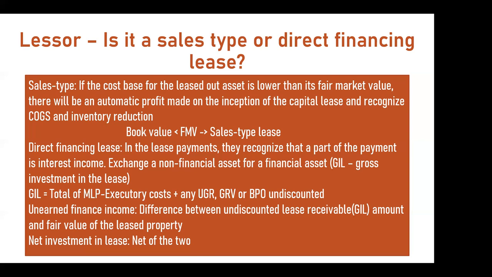So basically the interest is going to be a gross investment in the lease or a lease receivable account. And that amount is going to be the total of the minimum lease payment, so all the payments throughout the years, minus the executory costs, and any unguaranteed residual value, guaranteed residual value, or BPO undiscounted. And your unearned finance income is the difference between the undiscounted lease receivable amount and the fair value of the lease property. And then you're going to have the net investment in lease. That is going to be the net of the two.